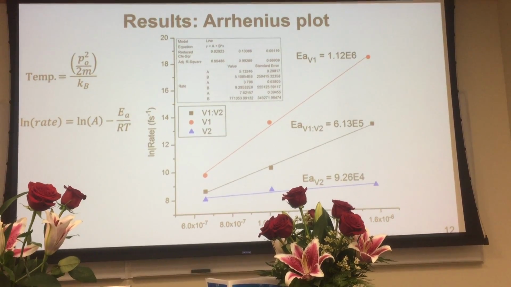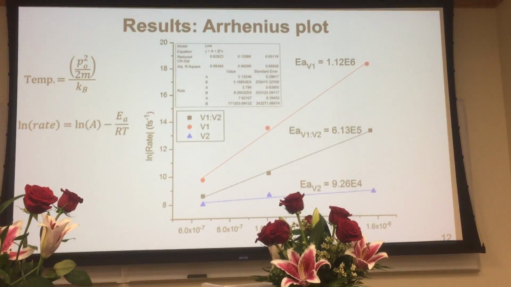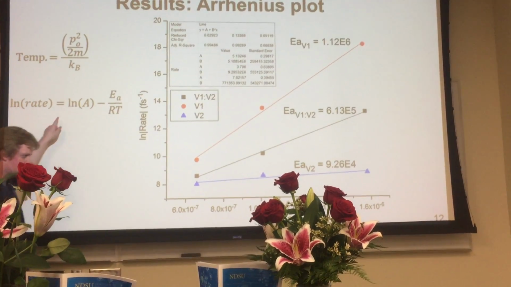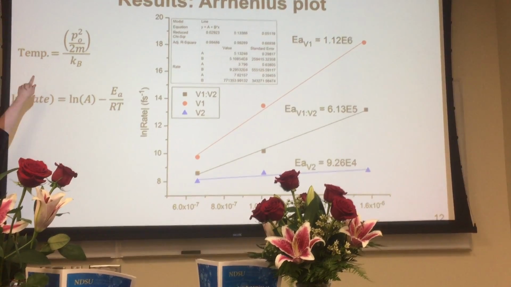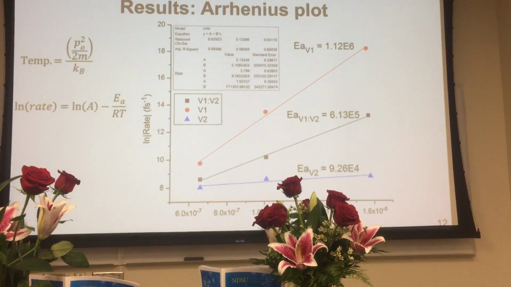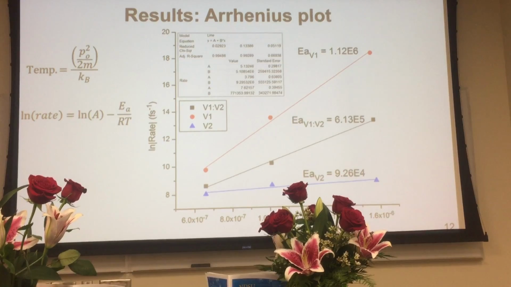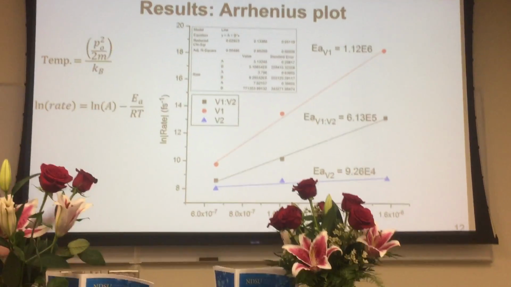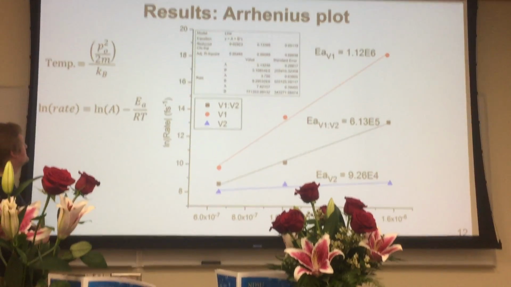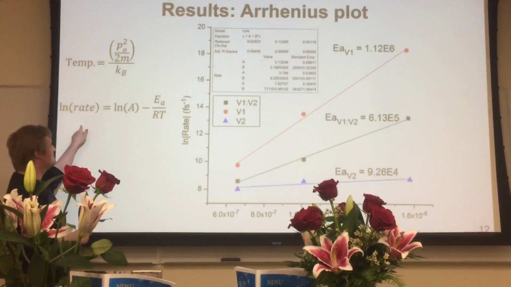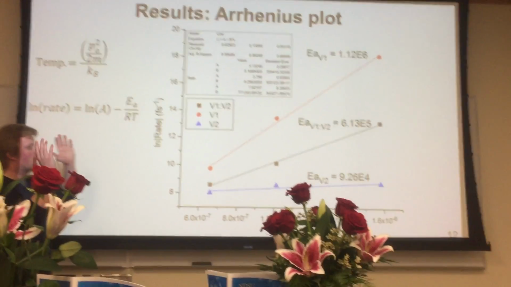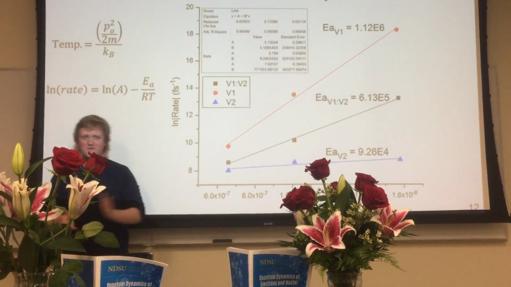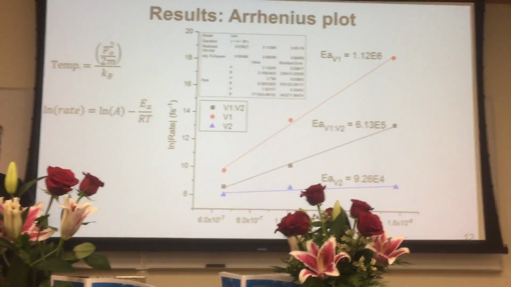Just to get you on the same page, how I correlated temperature with momentum was through this expression, p squared over 2m, which is the kinetic energy, and then using the Boltzmann constant, I can get temperature. That's where I got my temperatures, and I did that for every rate that I calculated and fit them to a line. This is the Arrhenius expression I used. However, I just determined my activation energies as the slope and not the negative slope. So I cheated a little bit.